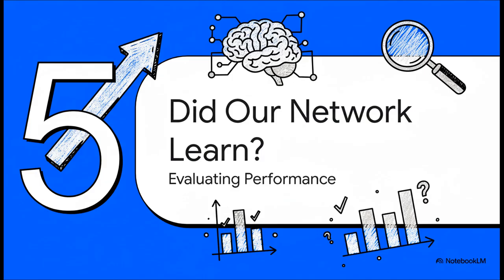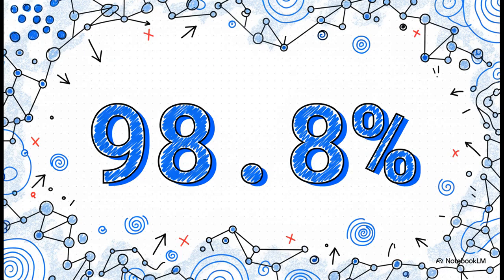So, we've built the model, we've trained it. Now for the moment of truth. Did our network actually learn anything? Let's check out its performance. Wow, 98.8%. That is our accuracy on the test data, the data that the model has never ever seen before. That is an absolutely fantastic result.